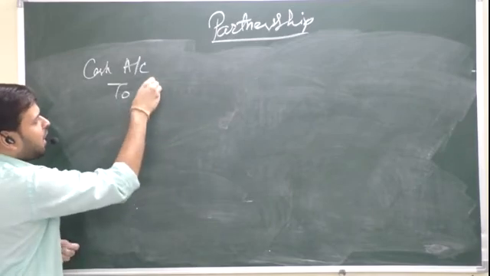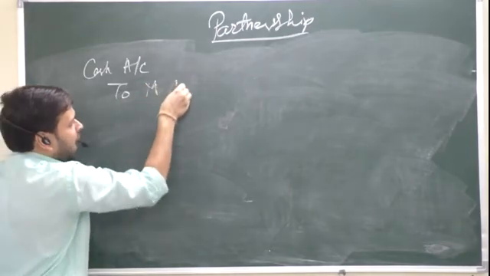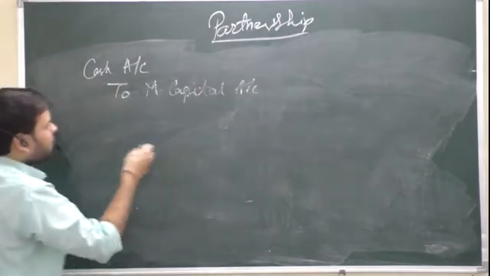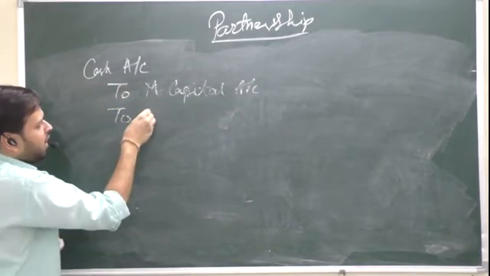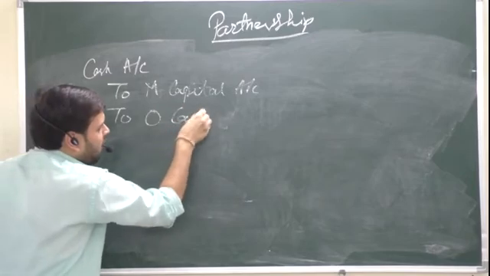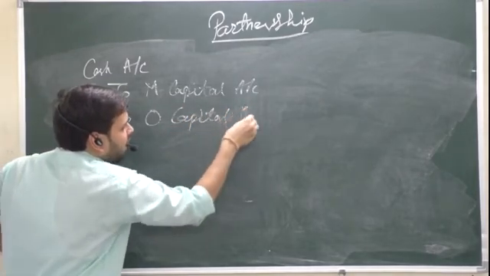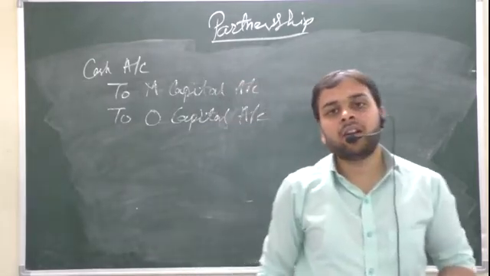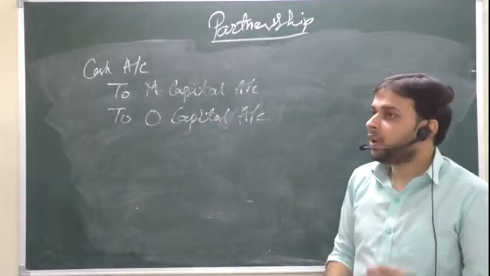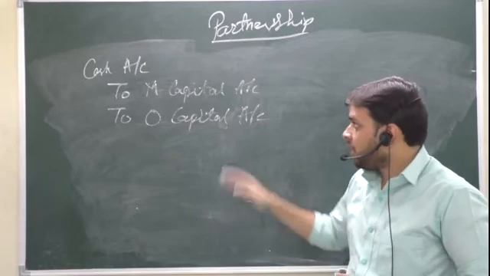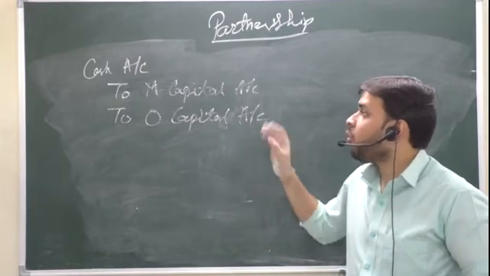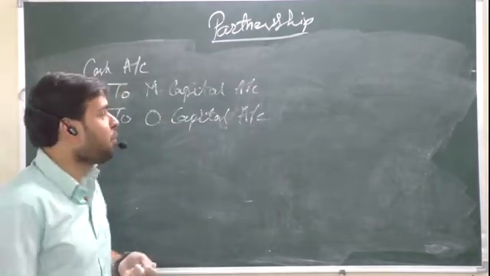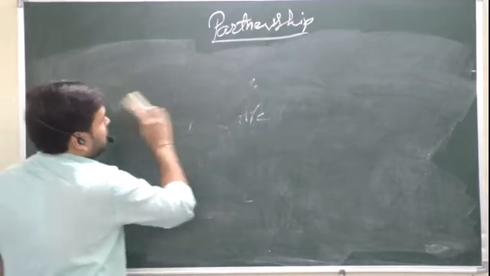Suppose the name of the partner is M, so M's capital account, and suppose the second partner's name is O, so O's capital account. This entry will be passed when the partners introduce capital in a firm. That is, cash account debit to M's capital account and O's capital account. Now the most important entries come.